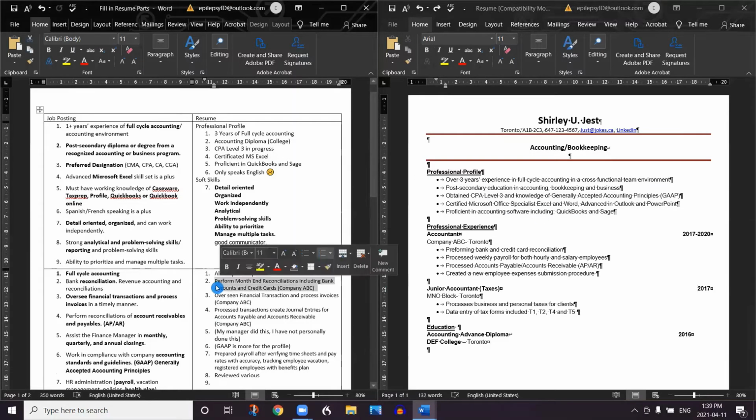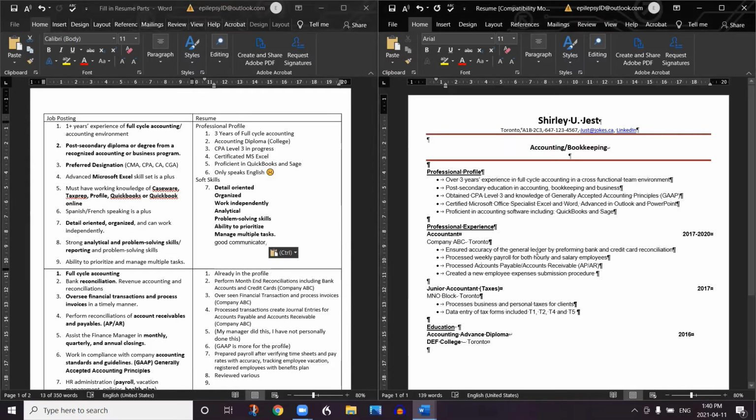So in number 2, we see here it says perform month-end reconciliations, including bankings, accountings, and credit cards. Through my discussion with this person, what I learned is a lot of this has to do with the accuracy of the general ledger. So we're going to enter that in. This is an outcome statement, and this part here is the outcome: ensuring the accuracy of the general ledger by, and then what action they took, so performing bank and credit card reconciliation.